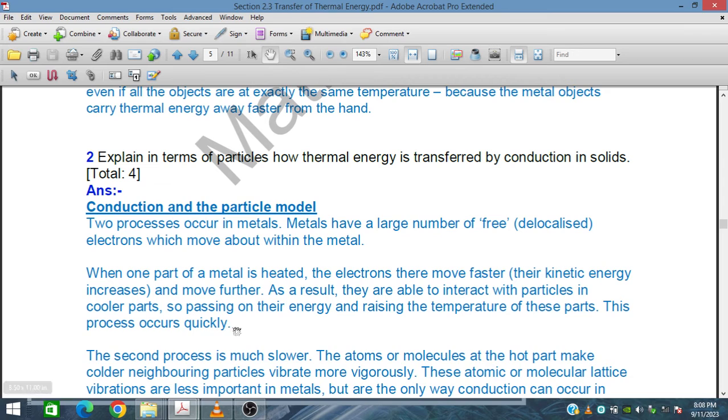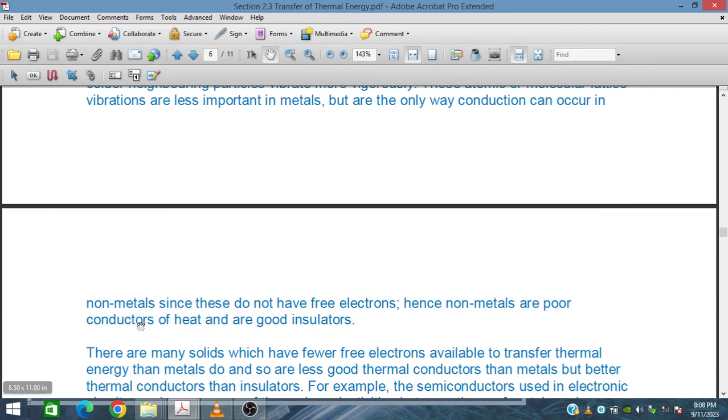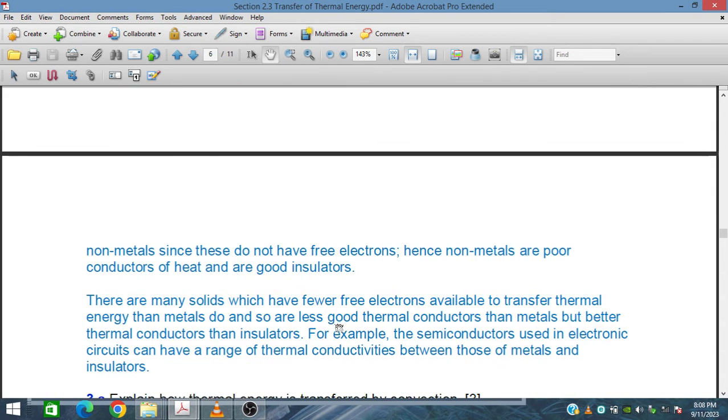This process occurs quickly. The second process is much slower. The atoms or molecules at a hot part make colder neighboring particles vibrate more vigorously. These lattice vibrations are less important in metals, but are the only way conduction can occur in non-metals, since they do not have free electrons. These non-metals are poor conductors of heat and are good insulators.